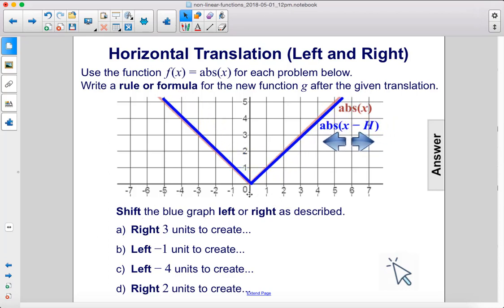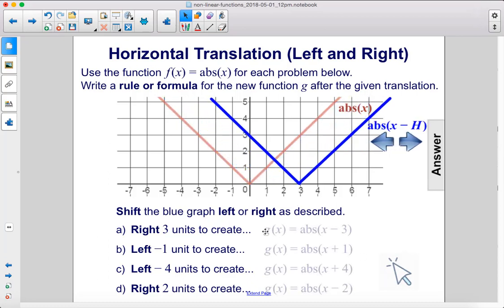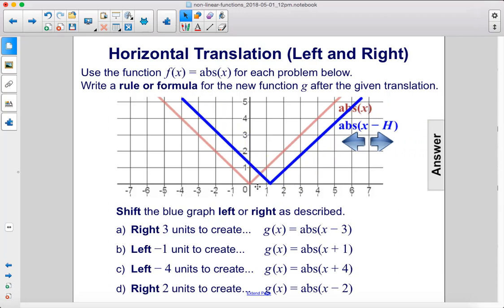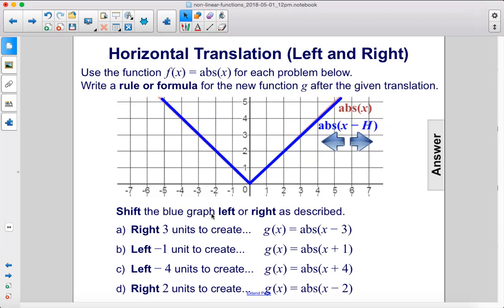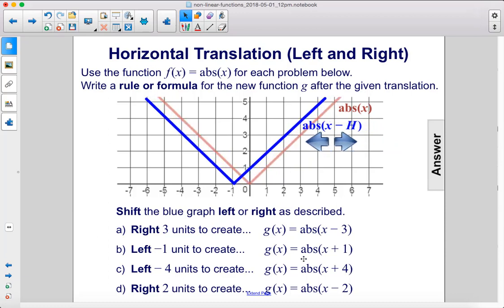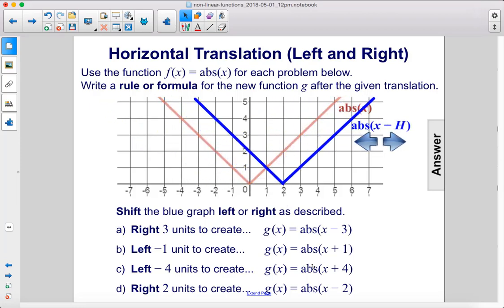So we'll start here. We'll move it right 3 units, and that will be g of x equals the absolute value of x minus 3. So when we move it to the right 3, we have x minus 3. Now when we start here and we move it to the left 1 unit, we get absolute value of x plus 1. When we move it to the left 4 units, we get absolute value of x plus 4. And finally, if we move it to the right 2 units, we get absolute value of x minus 2.